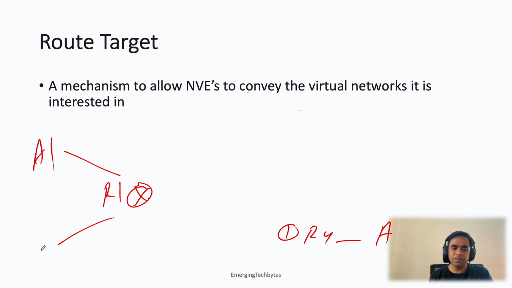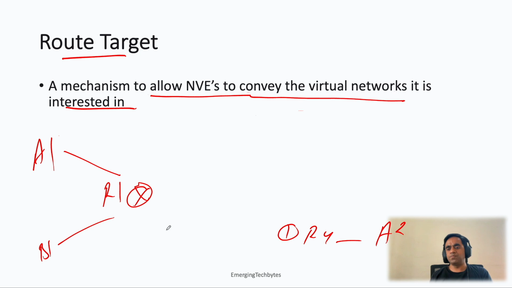not this one. Let's say this is B1, right? So R4 only wants routes for A2. So this is the job of the route target, where it allows the NVEs to convey the virtual network it is interested in. I will let that sink in for a minute.